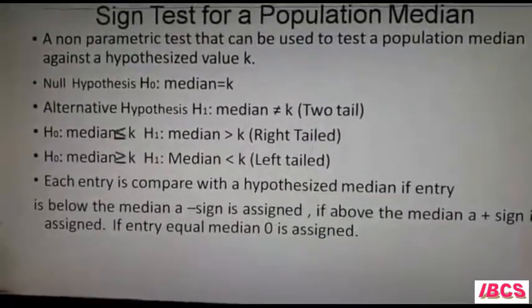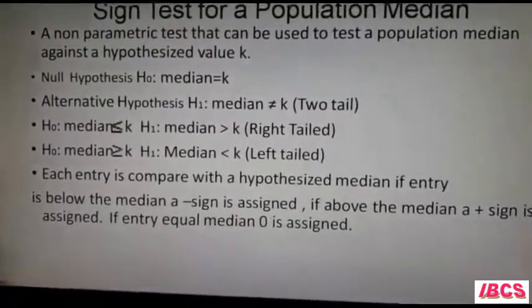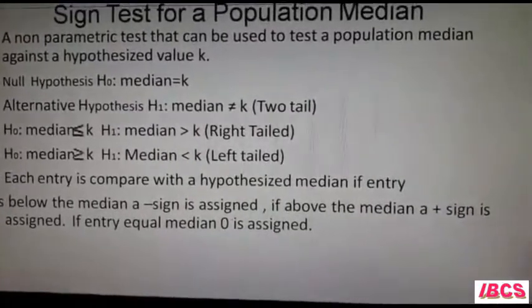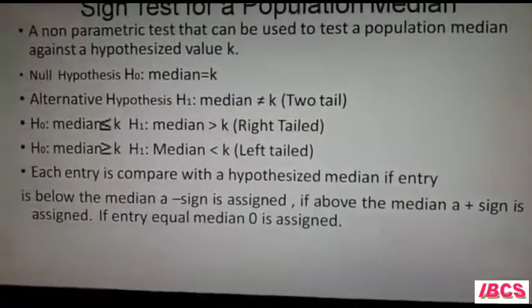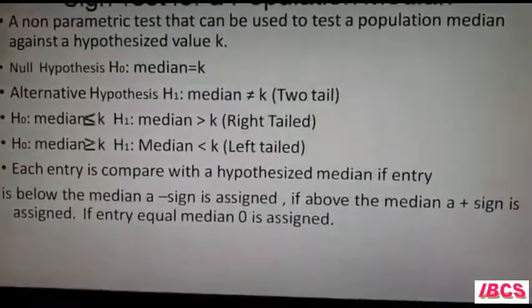Here each entry is compared with a hypothesized median. If the entry is below the median, a minus sign is assigned. If the entry is above the median, a plus sign is assigned, and if the entry is equal to the median, a 0 is assigned.